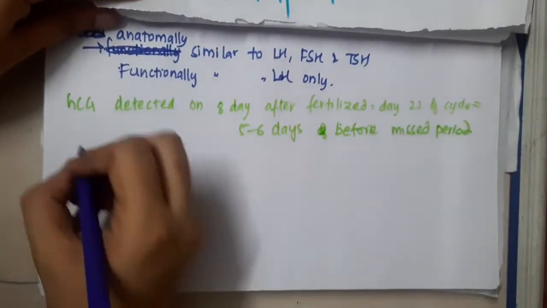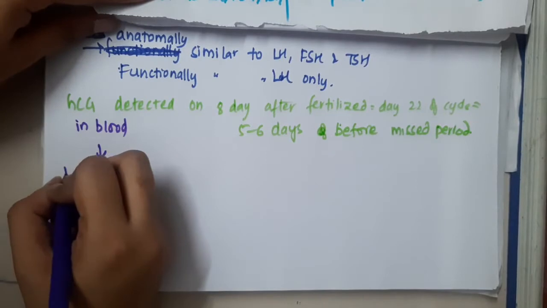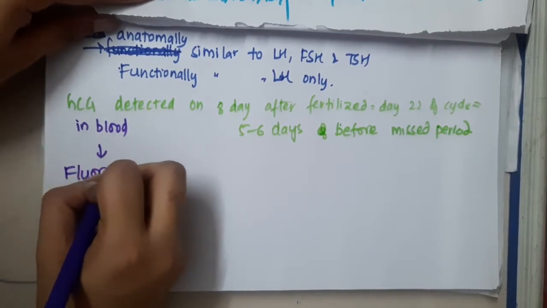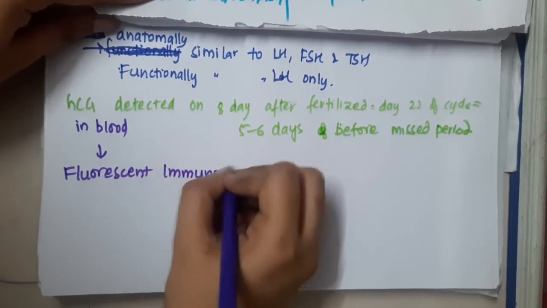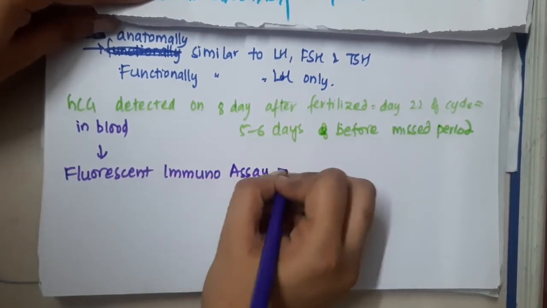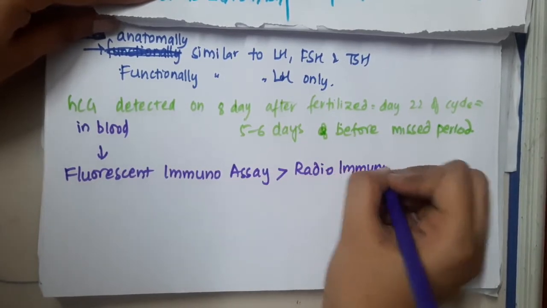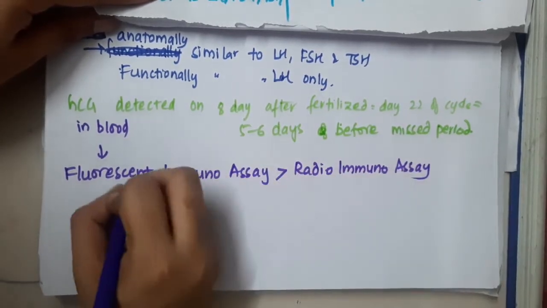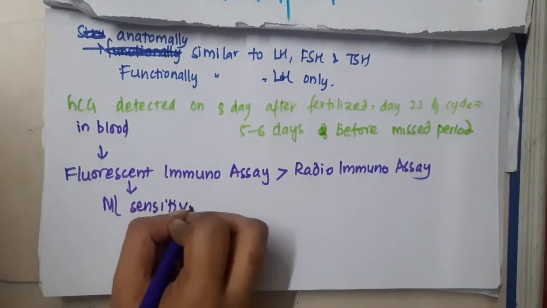Now how are you going to detect it? It is detected in blood, obviously, by fluorescent immunoassay, which can be done more than radioimmunoassay. This fluorescent immunoassay is actually the most sensitive test which can be done for beta HCG.